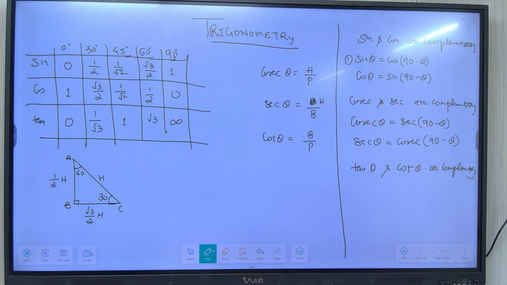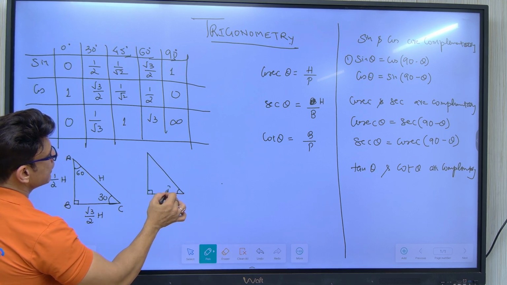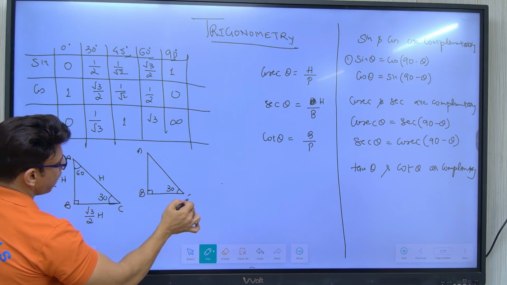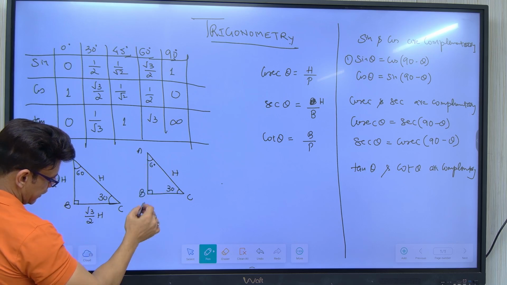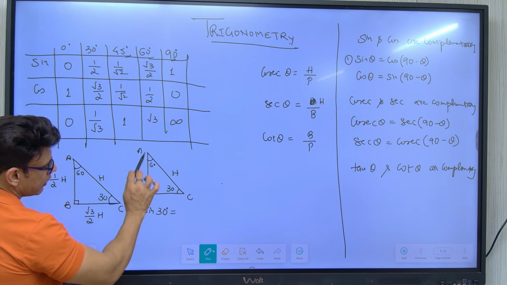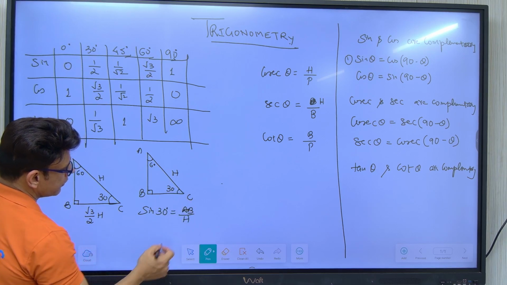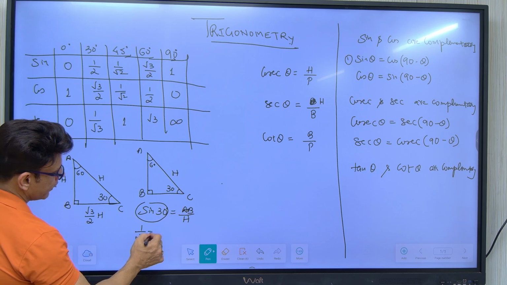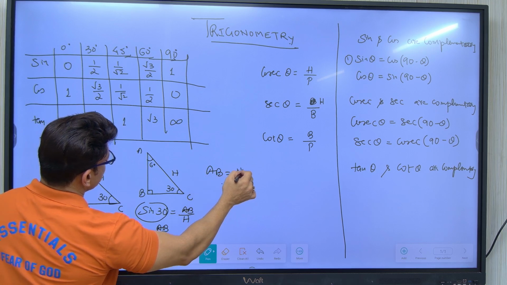How you got this? Suppose there is a right angle triangle ABC. This angle is, let's say, 30 degrees. So third has to be 60 degrees, right? ये 60 हो जाएगा अपने आप. Let's say this is H. In this, use sine 30 degree. So what is sine theta? Opposite, which is AB upon hypotenuse. What is the value of sine 30? 1 by 2 is equal to AB by H, what is the length of AB?